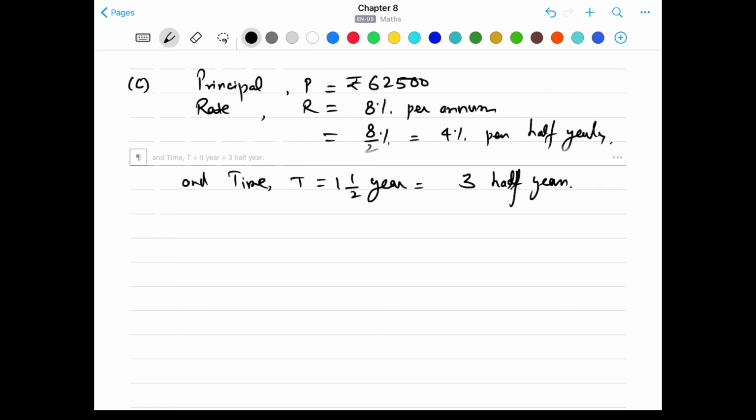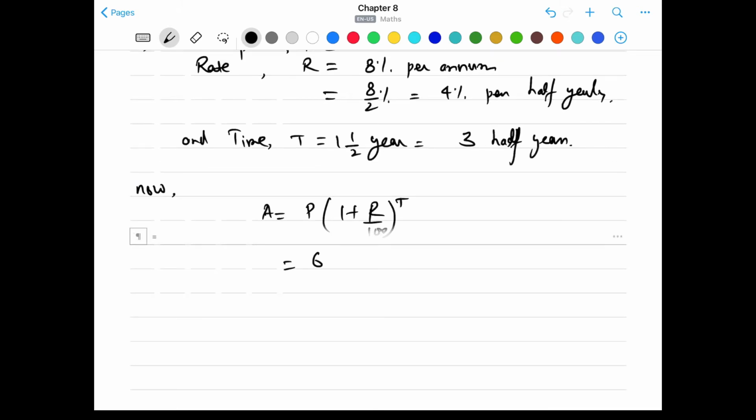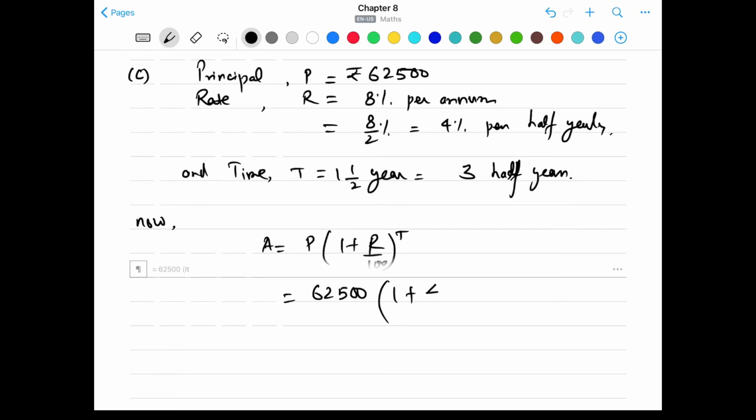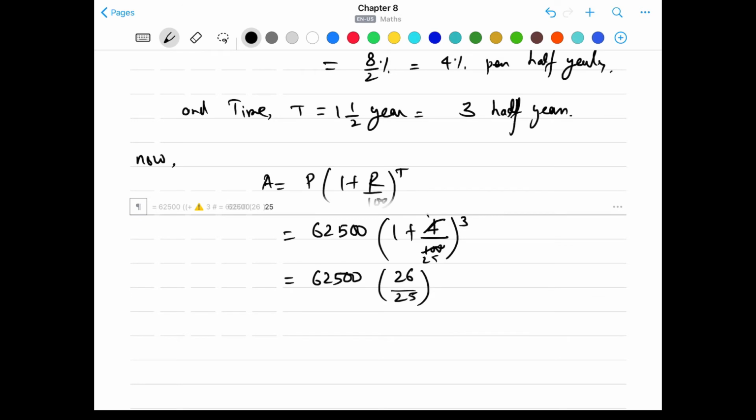Again you have to calculate the amount and the compound interest. The amount will be equal to P into (1 plus R by 100) to the power T. We are using the same formula here. The principal is 62,500, bracket start 1 plus R, which now is 4%, by 100, and time is 3, because it is 3 half years. Let's solve this now. We have 62,500. This 4 will give us 1 and 25 here, so this will become 1 by 25. When you solve this, you will get 26 by 25 power 3.